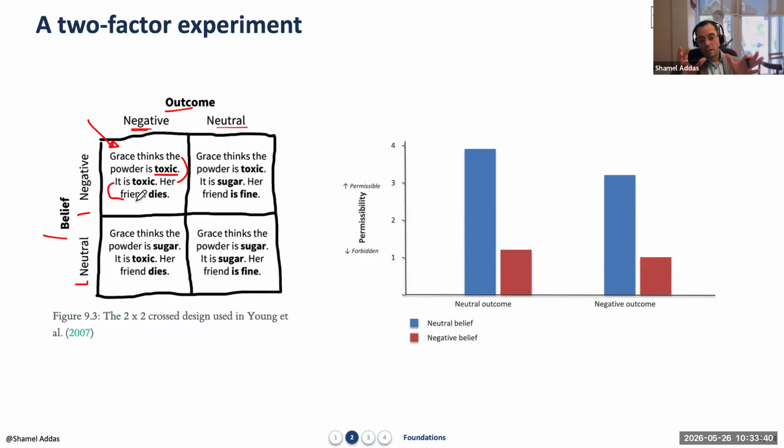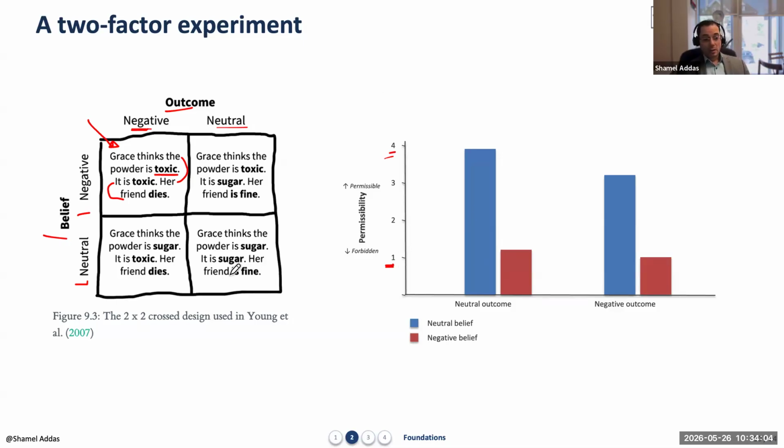That's what you read. And then the outcome is permissibility. So you have to answer a question from 1 to 4 in which you say, how permissible is this action that Grace did to her friend? Okay. Is it highly permissible? You give a score of 4, or is it forbidden? You give a score of 1, or somewhere in between. So this is the measured outcome.